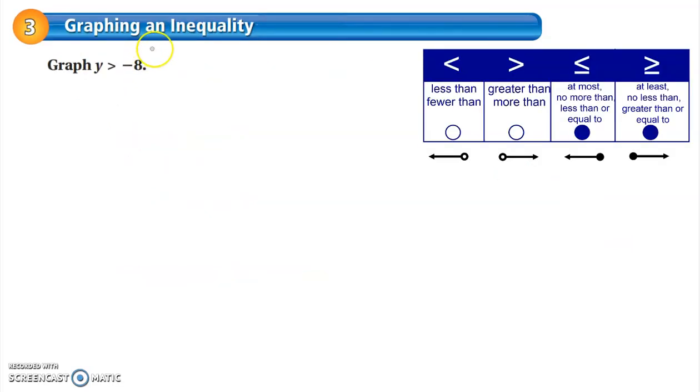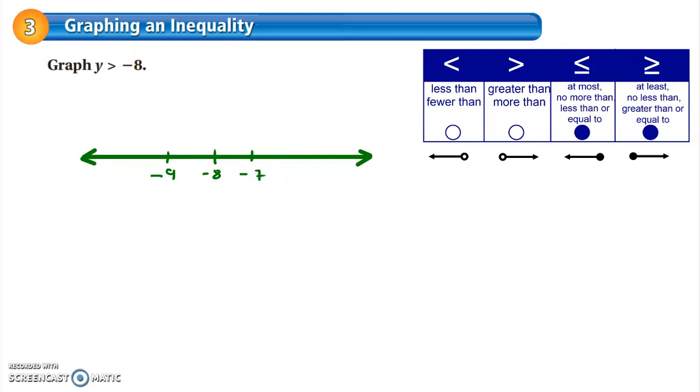Okay, graphing an inequality. This is where your handy-dandy chart comes in nicely. Okay, so you can get that back out to check how to graph. We want to graph y is greater than negative 8. All right, so we need a little number line. Okay, here's our number line. Put some arrows on the end. All right, then we're going to graph negative 8 in the middle right here. Okay, and then a number to the left, which would be negative 9. A number to the right, which would be negative 7.